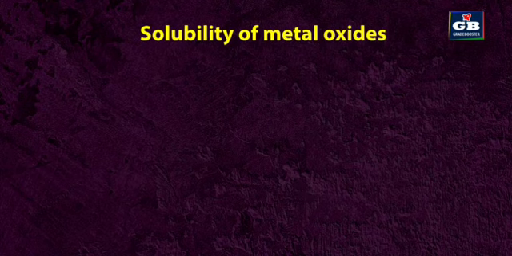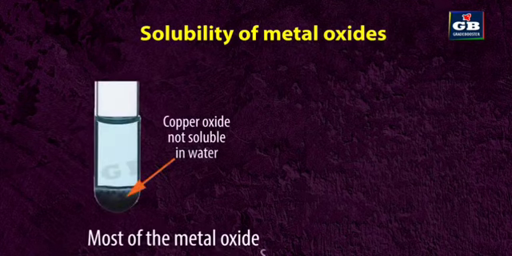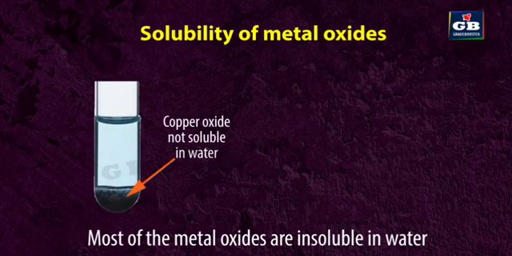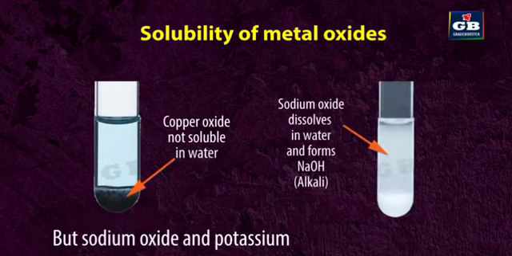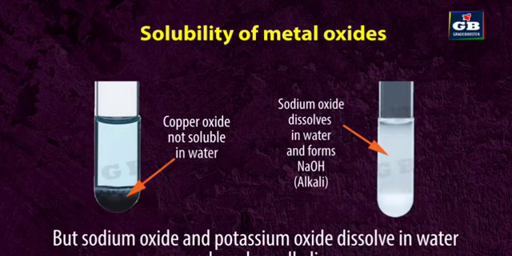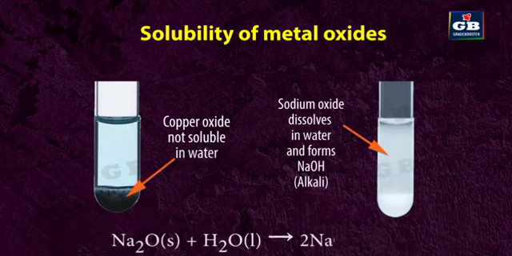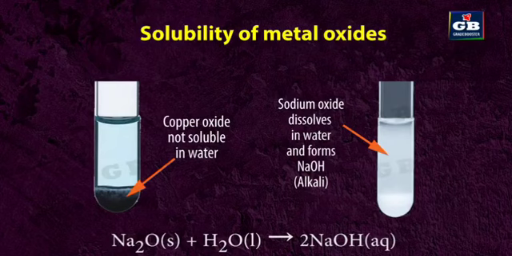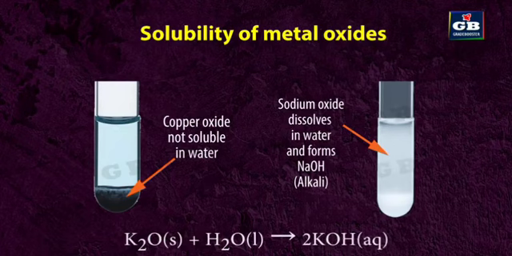Solubility of metal oxides. Most of the metal oxides are insoluble in water, but sodium oxide and potassium oxide dissolve in water and produce alkalis. Na2O + H2O gives rise to 2NaOH. K2O + H2O gives rise to 2KOH.